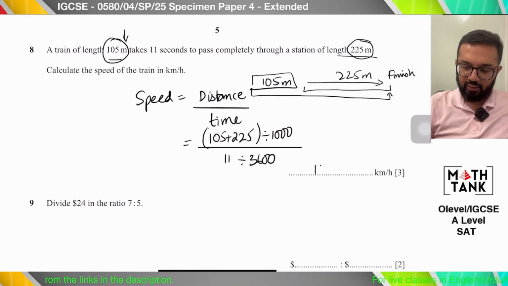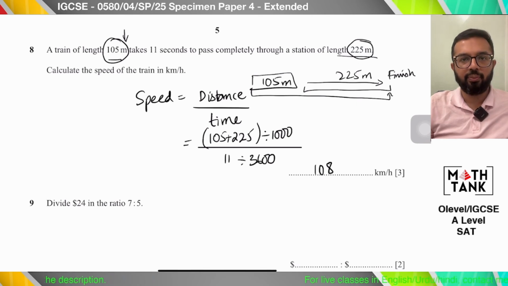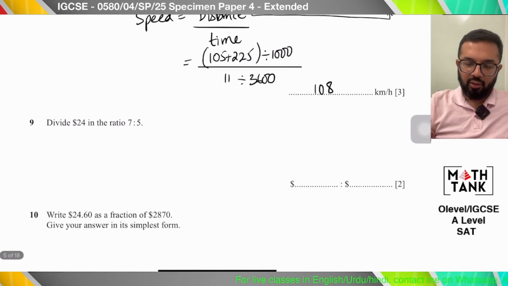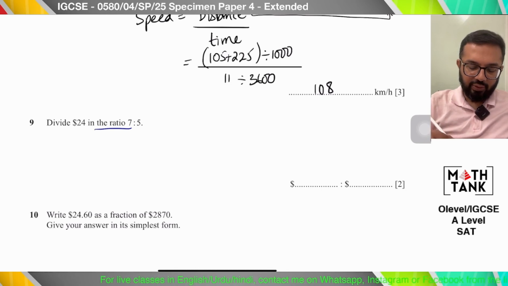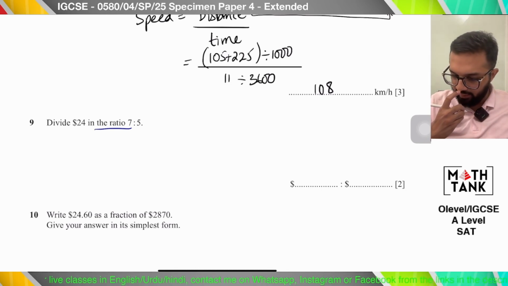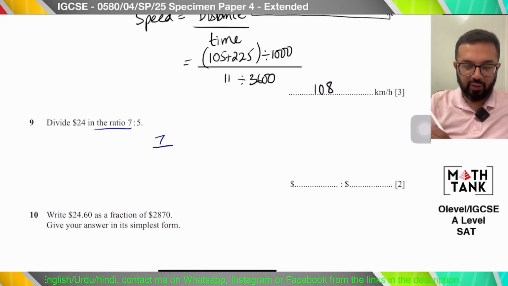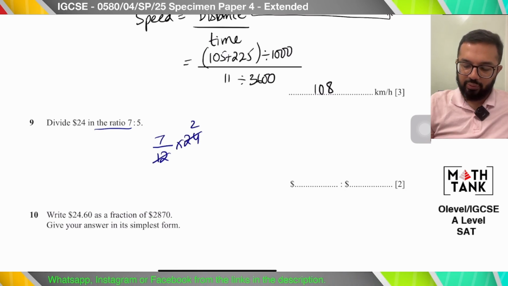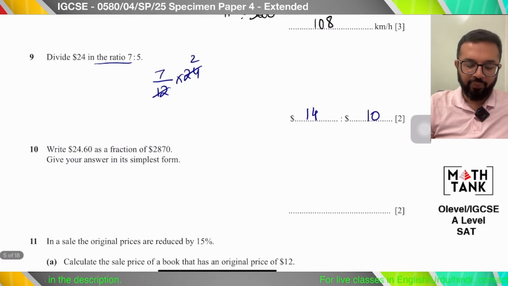(108 kilometers per hour). That's a fast train. Okay, divide $24 in the ratio 7:5. Whenever you're dividing something, you take the ratio, you divide by the sum of ratios, and you multiply by the total. One person is getting 14, that means that the other person must get 10 out of the total.